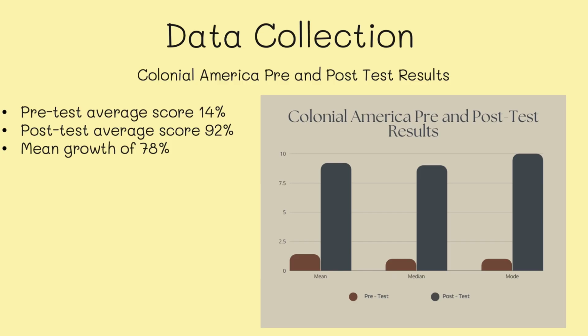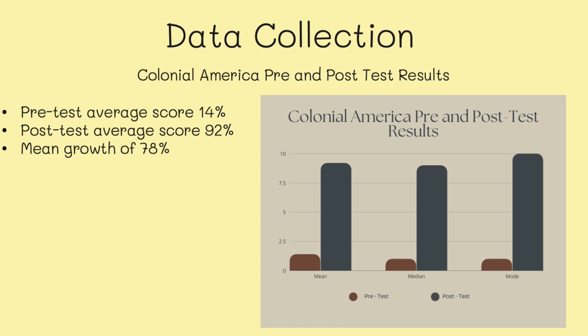Data analysis was conducted on the pre and post tests that were given before and after the Colonial America unit. The mean, median, and mode scores of the participants were calculated in the bar graphs as shown on this slide, and these are used to show the results. The pre-test scores range from 0 to 3 with a mean score of 1.4 or a 14%. The post-test scores ranged from 8 to 10 with a mean score of 9.2 or 92%. Therefore, the mean growth was 7.8 or 78%.